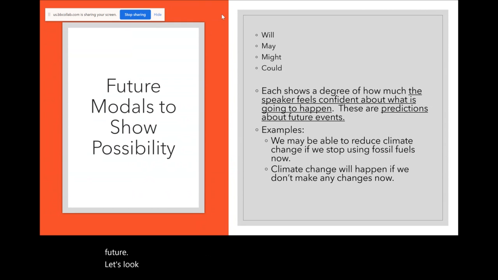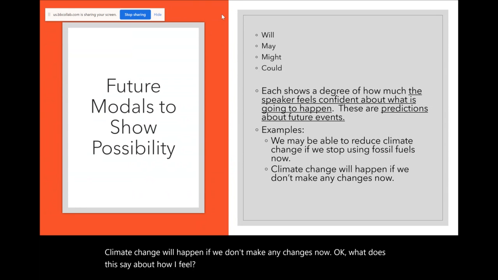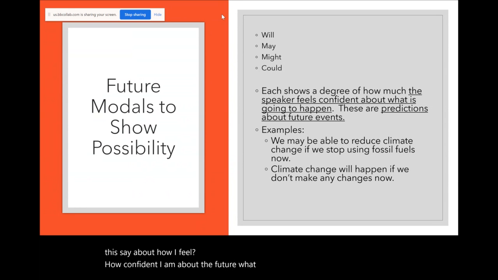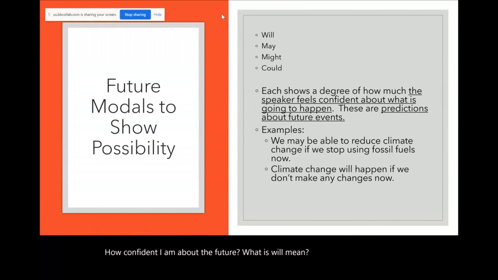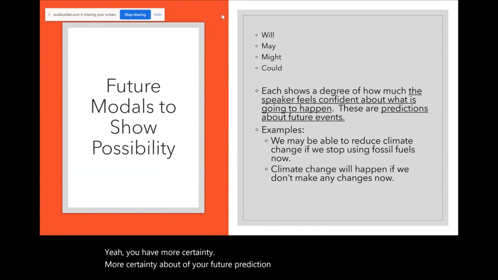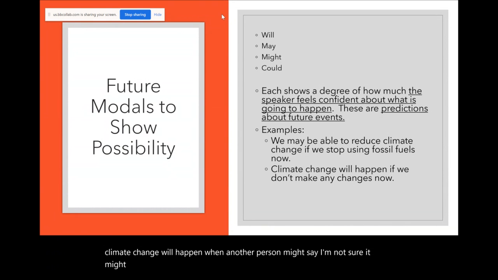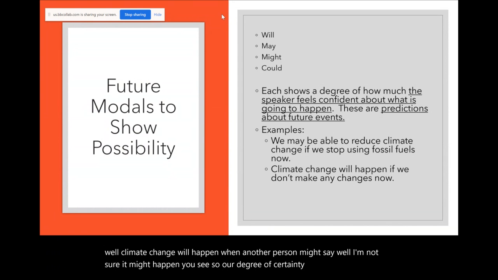Okay, let's look at the second example. Climate change will happen if we don't make any changes now. What does this say about how confident I am about the future? What does will mean? That means that it is going to happen. Yeah, like you're almost sure. You have more certainty about your future prediction. Now, one person might say, well, climate change will happen, while another person might say, well, I'm not sure, it might happen. You see, so our degree of certainty can change from person to person.